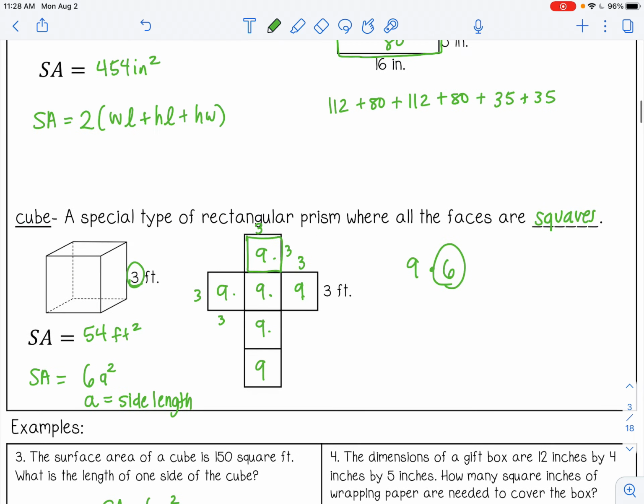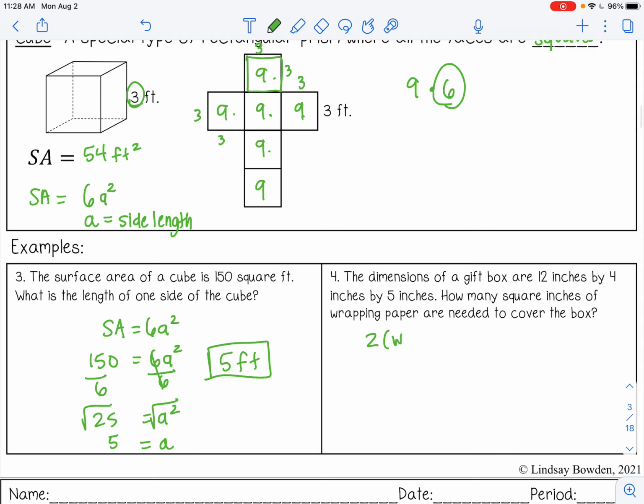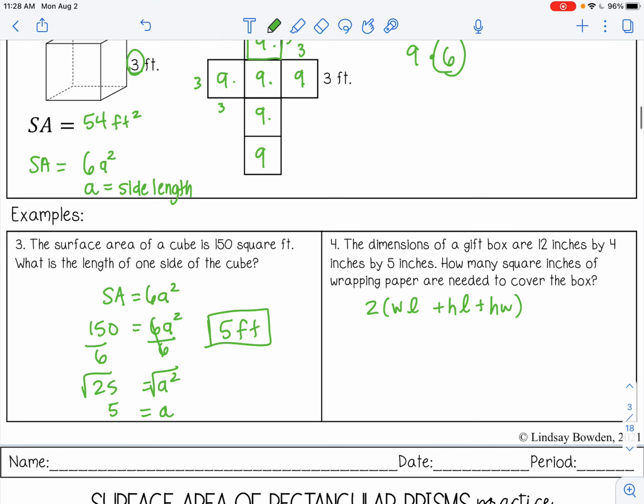So the formula I wrote right up here. You can rewrite it if you want. And it really doesn't matter which one you label as width, length, and height, because it really depends on which way the box is standing, if you have it upright or if you have it laying on its side. I'm just going to label it in order, W, L, H, and then I'm going to substitute into my formula.